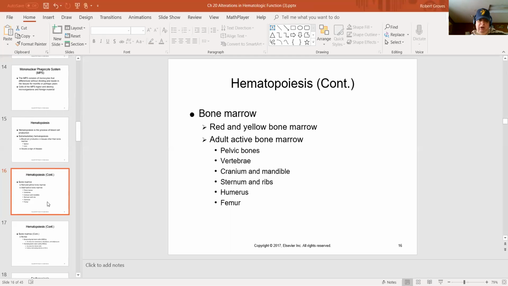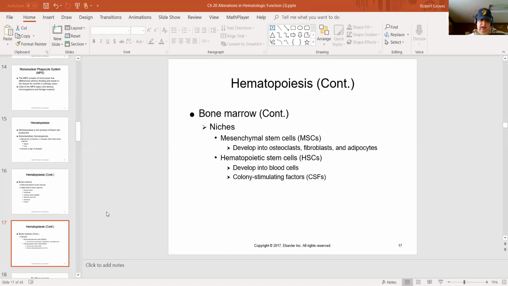The active marrow is found in flat bones such as the pelvis, the vertebrae, the cranium, mandible, sternum, ribs, the proximal humerus, and femur. In the absence of disease, the blood cells do not enter circulation from the marrow until after differentiation happens.